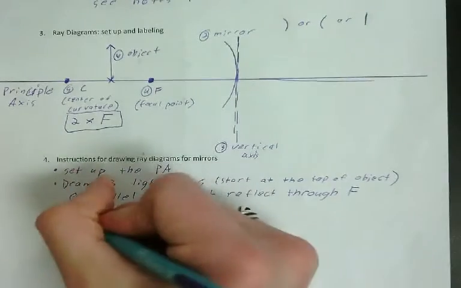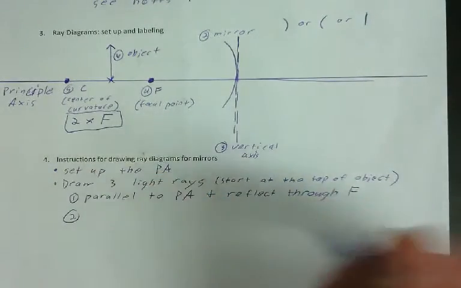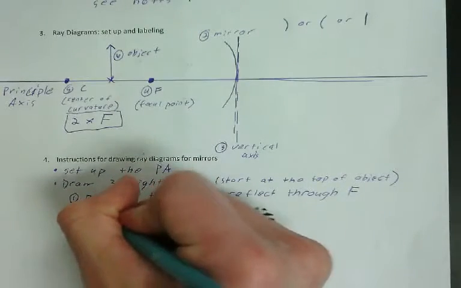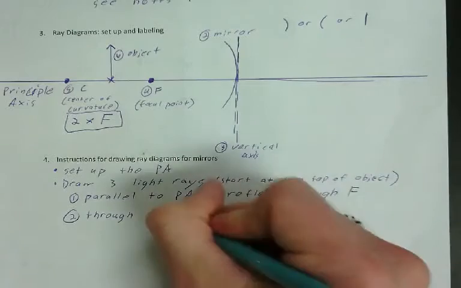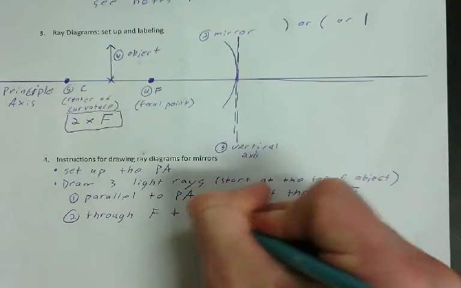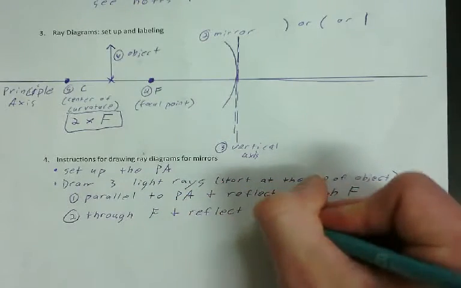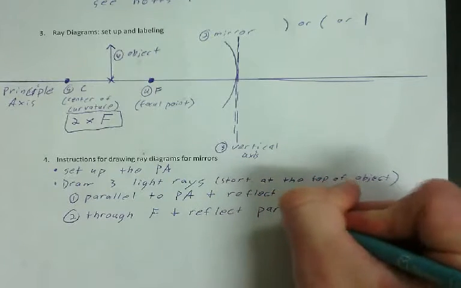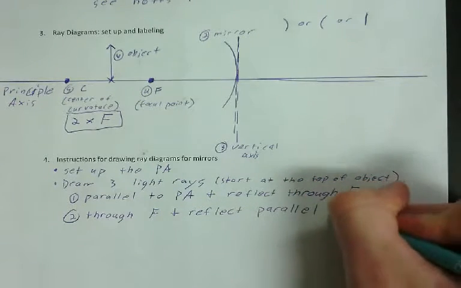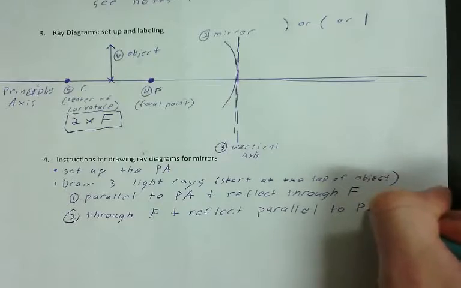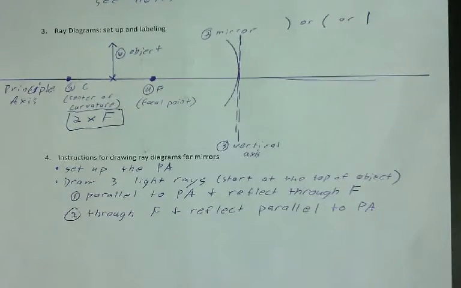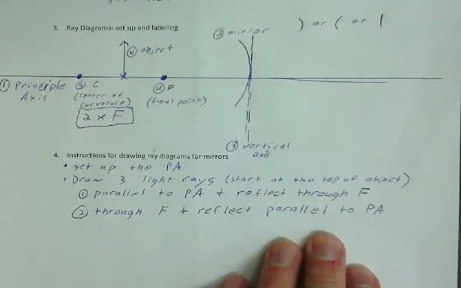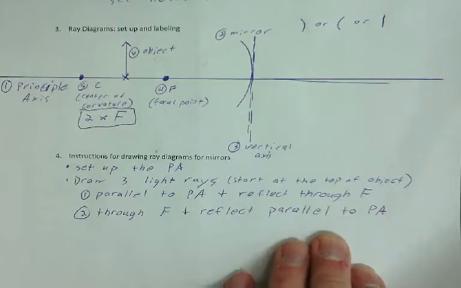Second line. This one's going to blow your mind. Okay. Through F and reflect parallel to the principal axis. Oh my gosh, it's the exact opposite. Through F and then reflect parallel to the principal axis.